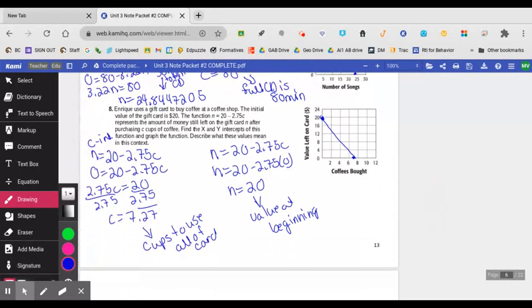Number 8, my c-intercept is the number of cups of coffee I can buy, which is 7.27 repeating to use the full value of the card. And then the y-intercept is that n is 20. That's the value at the beginning of the card.